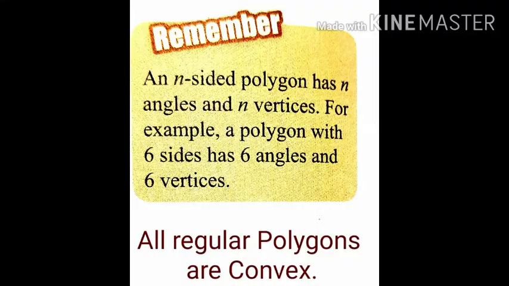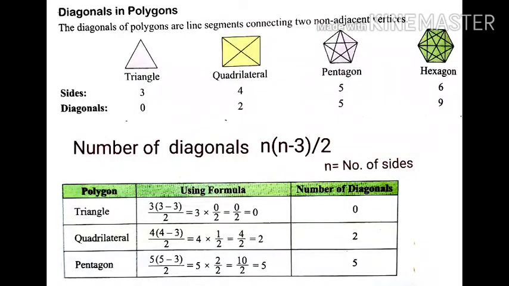Next is diagonals in polygons. If you have to identify how many diagonals a polygon has, the diagonals of a polygon are line segments connecting two non-adjacent vertices. If you look at the figure, a triangle has 3 sides and 0 diagonals, a quadrilateral 4 sides and 2 diagonals, a pentagon 5 sides and 5 diagonals, and a hexagon 6 sides and 9 diagonals.